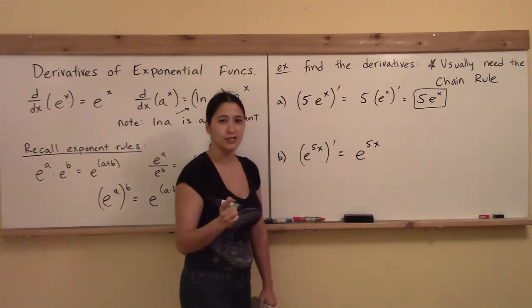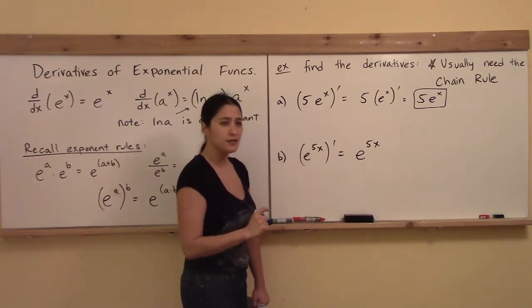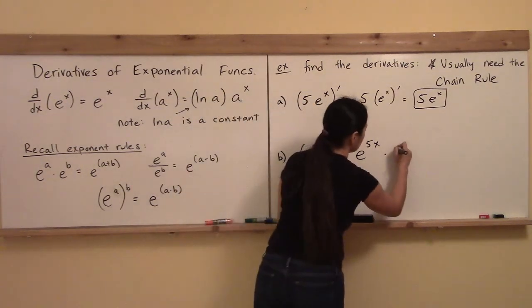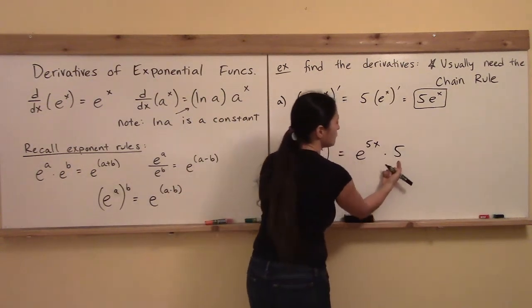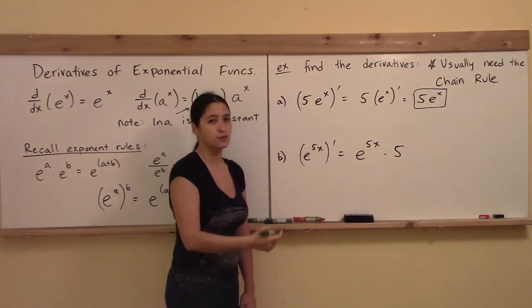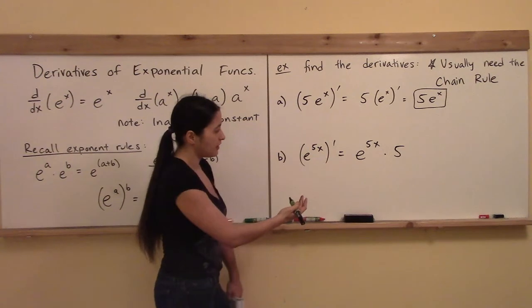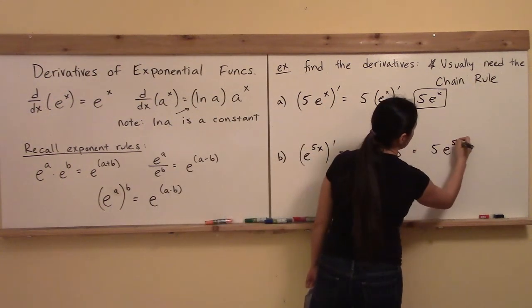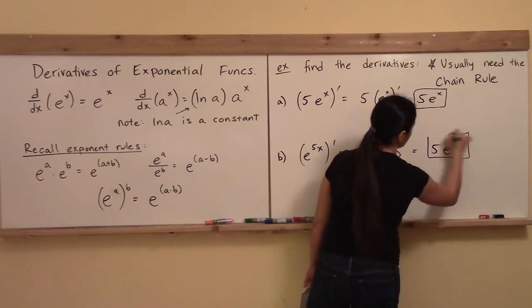But wait, don't forget the chain rule. So what is it that I'm forgetting to put here? That's right, a times 5 right here. This times 5 comes from the fact that the derivative of 5x is equal to 5. So that's why 5 pops out right there. And so the answer to this one is 5 times e to the 5x.